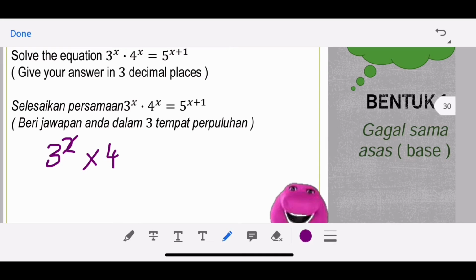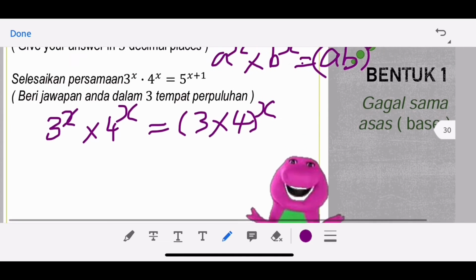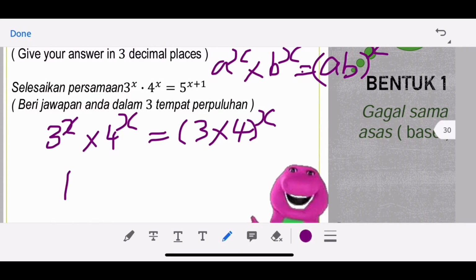Before I end, I will just discuss another one. 3^x times 4^x equal to 3 times 4^x. So this one is the same power but different base. So we have a law, and many students are not aware. Okay, a^x b^x equals (ab)^x. So we have different base, same power. So that is how you apply the law.